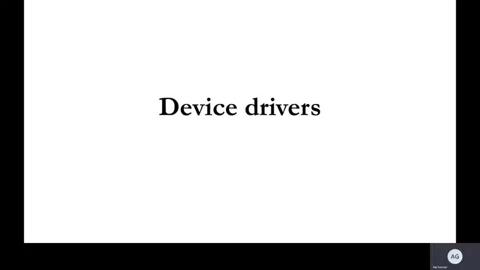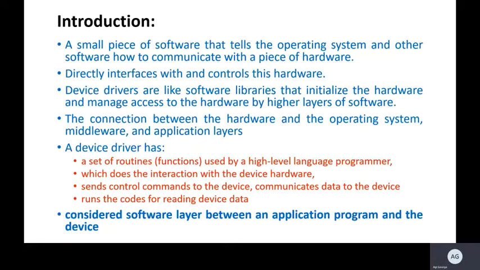There are softwares or functions carried out by the operating system which enable access to the hardware, which integrate the hardware and map it to the external memory addresses, so that the devices can work properly. Those types of software are known as device drivers. A device driver is a small piece of software that tells the operating system and other software how to communicate with the hardware.